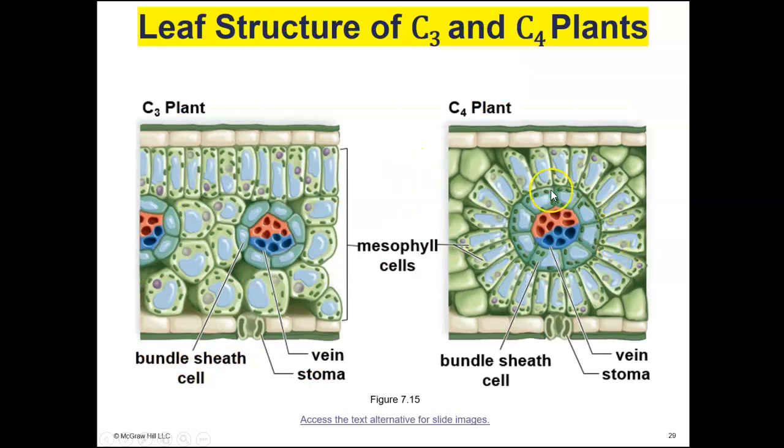So if we look at a C4 plant, the mesophyll, in comparison to a C3, this is how the mesophyll tissue looks in a C3 plant. You have a row of mesophyll cells, and then you have some that are scattered. But in the C4 plant, the mesophyll tissue is arranged in a bundle like this. And then the cells between the mesophyll tissue and the vein of the plant, these cells are called bundle sheath cells.